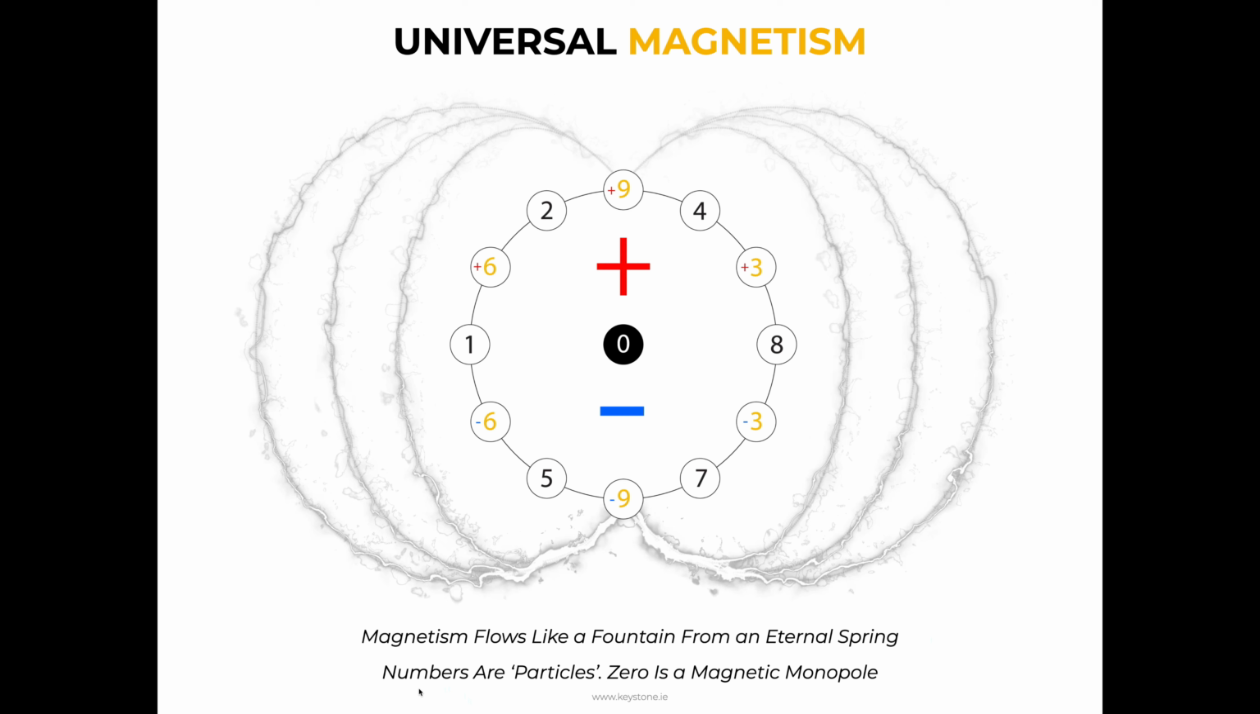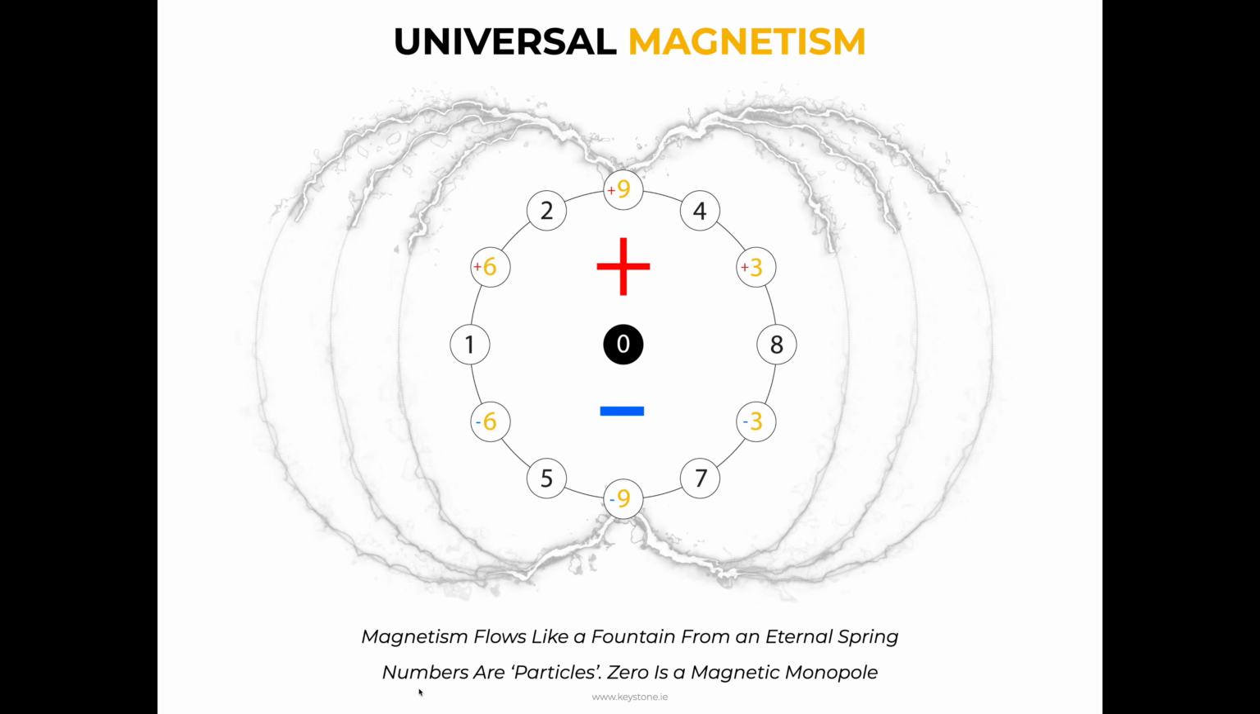Up until very recently, science had speculated about a monopole, but it had never been proven. It has now been proven, which we're about to learn. But what I want to say is this. Numbers are mind particles. In a conscious universe, numbers predate energy. They are more fundamental, more primeval than energy.